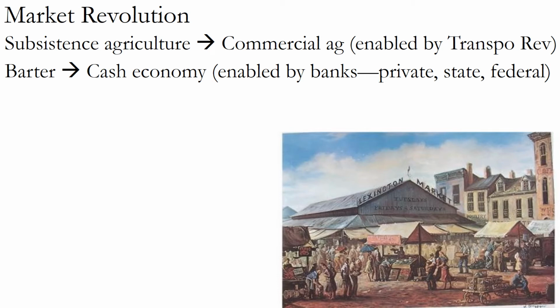That's why cash is so brilliant, right? In a barter economy, trade is limited because you have to find somebody who needs what you've got before you can get what you need. And in a cash economy, anything you have to sell can be converted to cash, and you can use that cash to buy anything else. Where did this cash economy come from? Well, it came from banks. There were not very many banks in the U.S.